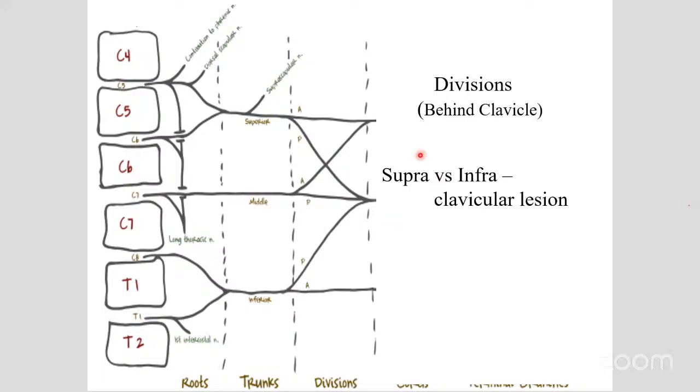After that, each gives anterior and posterior divisions. These divisions are formed behind the clavicle. It helps in the localization of the lesion, whether it is a supraclavicular lesion or an infraclavicular lesion. If the lesion is above the clavicle, it is more likely to be a trunk or a root lesion. If it is below the clavicle, it is more likely to be a lesion of the division or the branches.